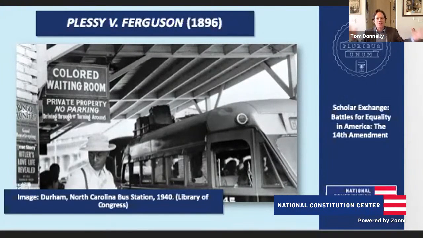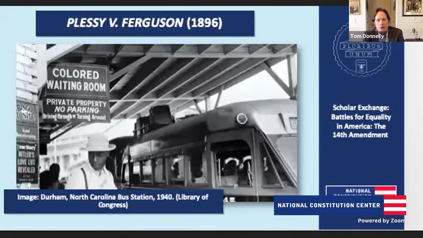And so what happens in Plessy v. Ferguson? We may think, of course this violates equality. Didn't we just write equality into the Constitution? How could this possibly be upheld as constitutional? But the Supreme Court, in a lopsided decision, with only one dissenter, says every other justice says this law is fine, this law is constitutional.